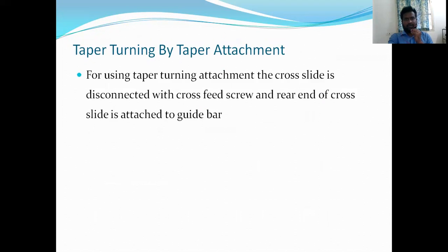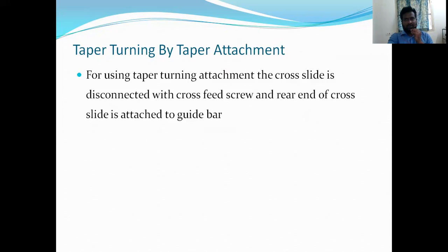For using the taper turning attachment, the cross slide is where this attachment is fixed, right? In this taper turning attachment, the cross slide is disconnected from the cross feed screw. We're not giving any cross feeding in the taper turning method. That's why the cross slide is disconnected from the cross feed screw. What we are doing with the cross feed screw is giving depth of cut, or doing the facing operation. After the facing operation, our next process is to produce a taper surface.